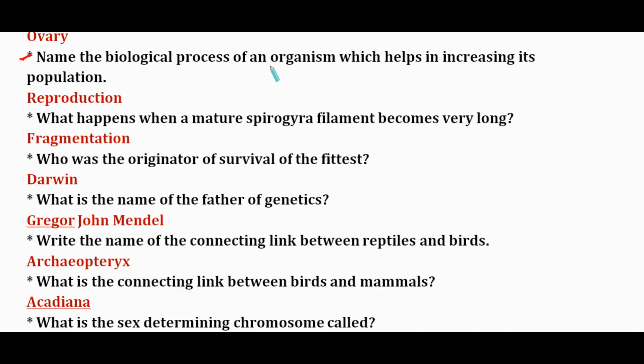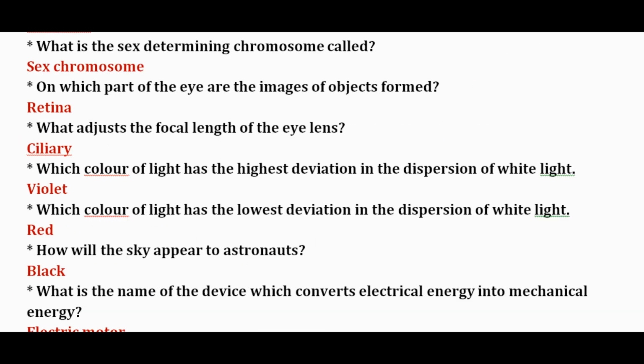Next question is, name the biological process of an organism which helps in increasing its population. This is known as reproduction. What happens when a mature Spirogyra filament becomes very long? It is fragmentation. Who was the originator of survival of the fittest? Darwin. What is the name of the father of genetics? Gregor John Mendel. Write the name of the connecting link between reptiles and birds. It is Archaeopteryx. What is the connecting link between the birds and mammals? It is Echidna.